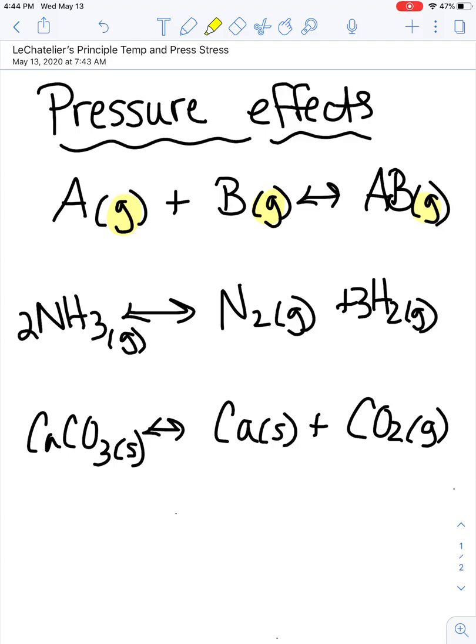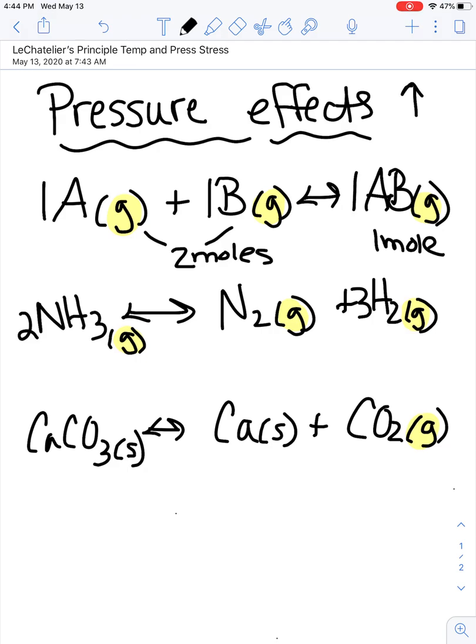So if you have a gas anywhere in the equation, say that's a solid, but over here is a gas, then it will have an effect. The other thing is it will only have an effect if you have an uneven amount of molecules on both sides. So here, let's count the number of molecules I have. I have one molecule, and one. So here I have 2 moles or 2 molecules, and here I have 1 mole.